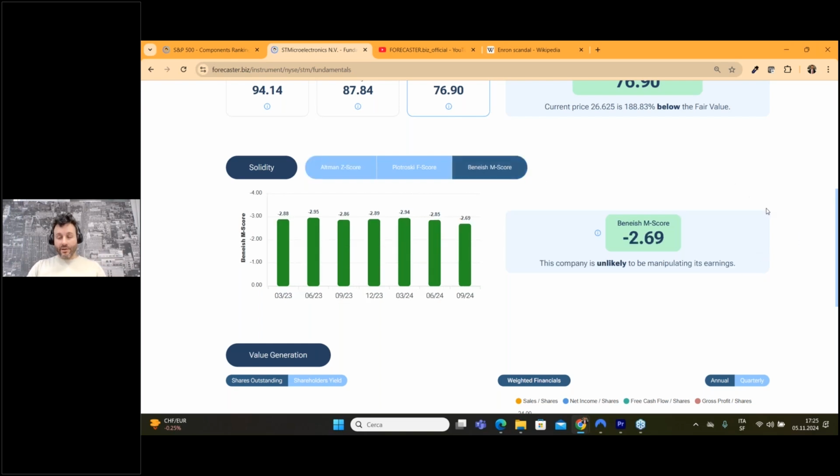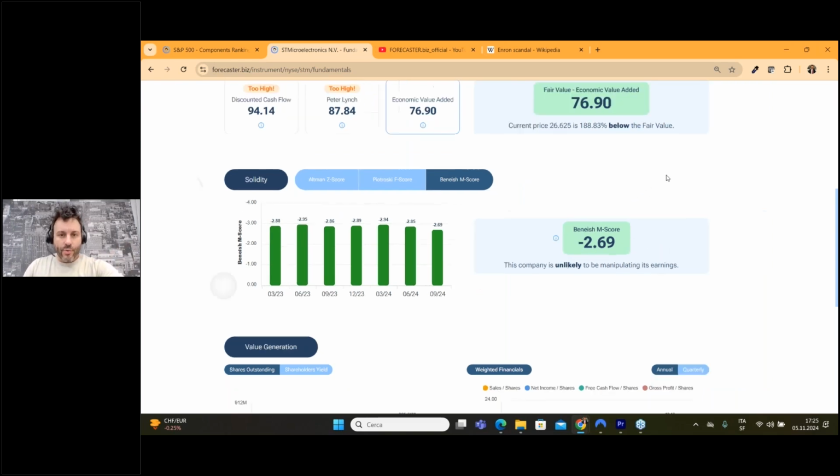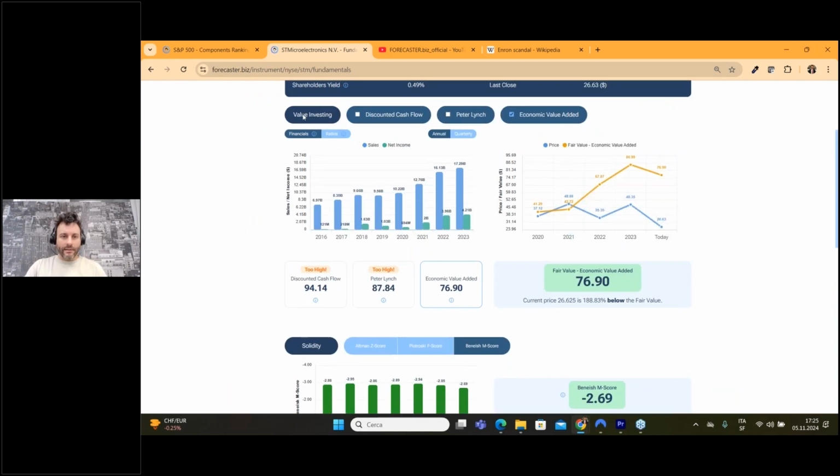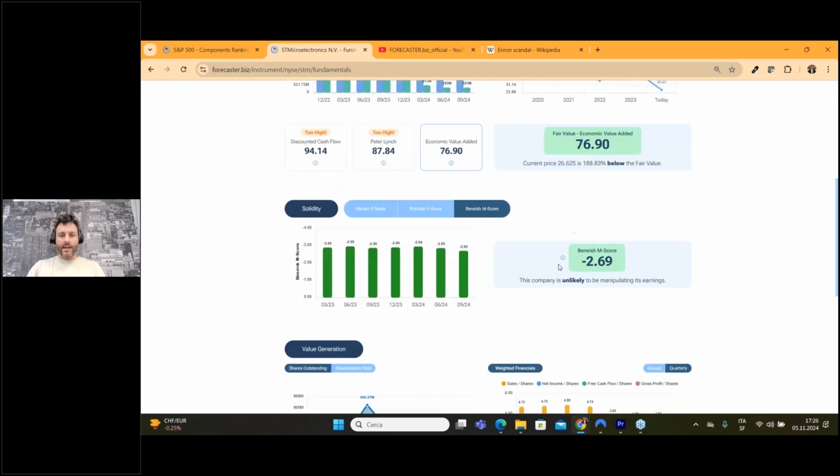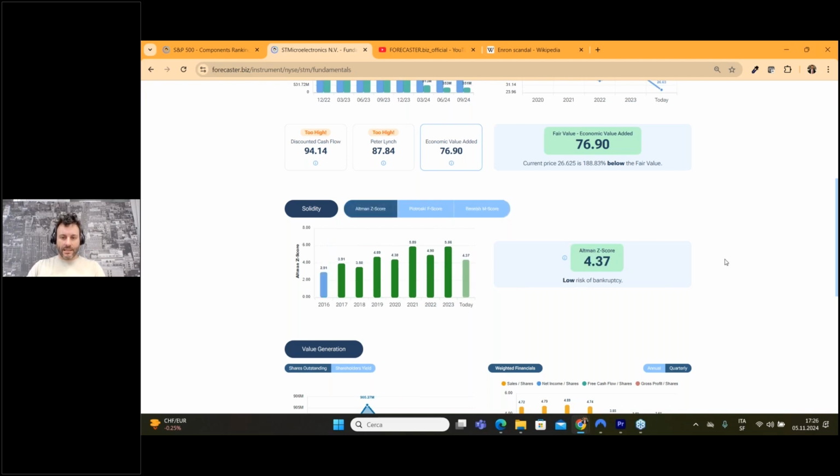And they are not rigging financial results because we have a Beneish score, which is minus 2.69. So for sure, at the moment, the company is not performing very well, and this is why the share price dropped on the stock market. But at the same time, we do not have signals of a bad business.